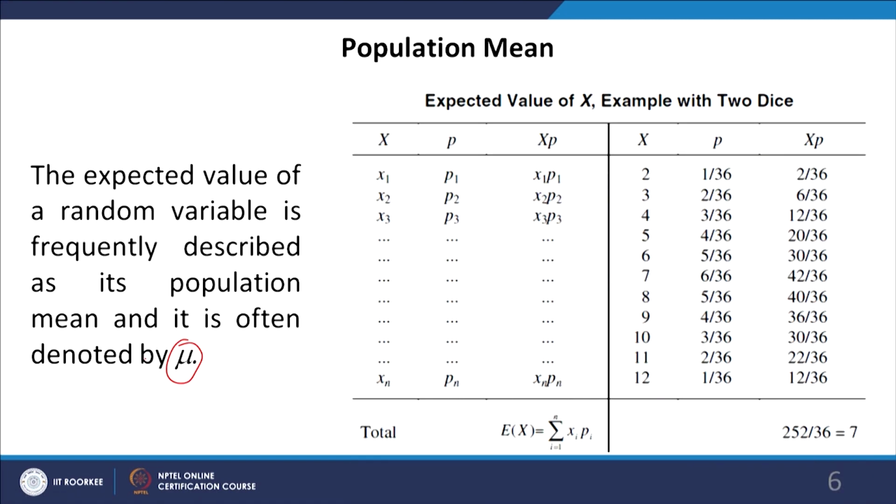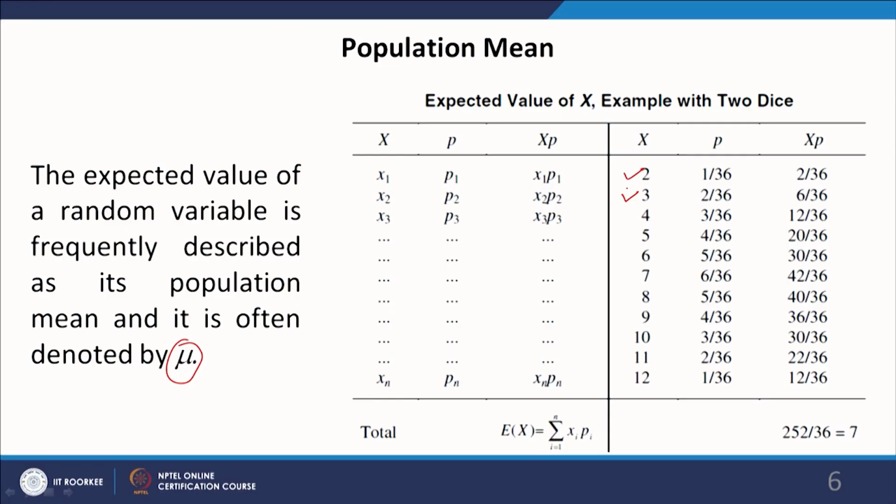So, here is the example. We continue with the example of the two dice and the possible outcomes. What are the possible outcomes? As I have explained earlier, when we simultaneously throw two dice, the minimum value their sum can take is 2, and similarly, the sum can be 3.